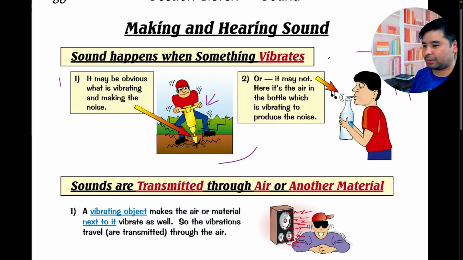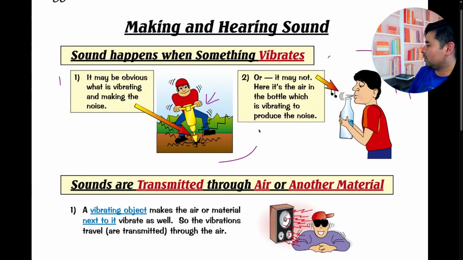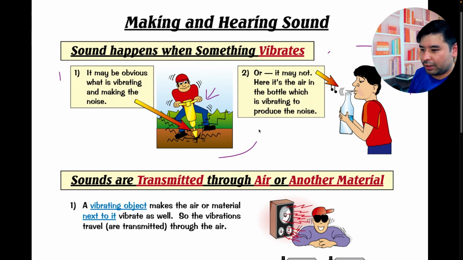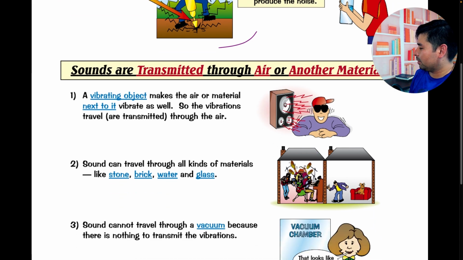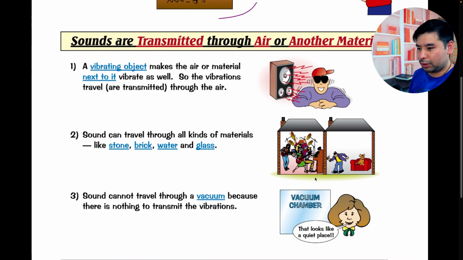So let's go on. We have these two examples here, and I guess it's really clear. Let's go to the next one. Sounds are transmitted through air or another material. Again, they are transmitted through air or another material. We have three examples, so just follow me. Number one, a vibrating object makes the air or material next to it vibrate as well. So the vibrations travel, or are transmitted, through the air.